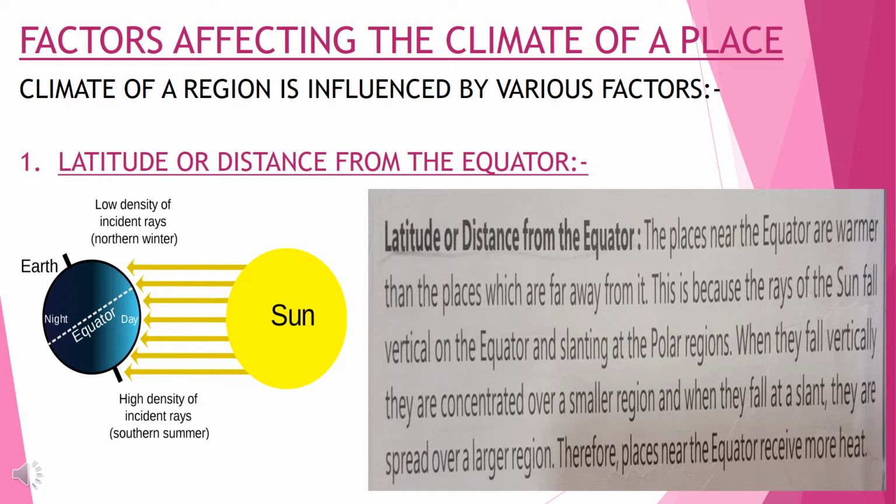Next is factors affecting the climate of a place. Now what are the factors which affect the climate of a place? Number 1, latitude, or the distance from the equator. The places near the equator are warmer than the places which are far away from it. This is because the places near the equator, the sunlight falls directly and they receive more heat, so they are more hot. And when the sunlight falls slanting, it is spread over a larger area, and so the places away from the equator receive less heat. So the latitude affects the climate of the place.